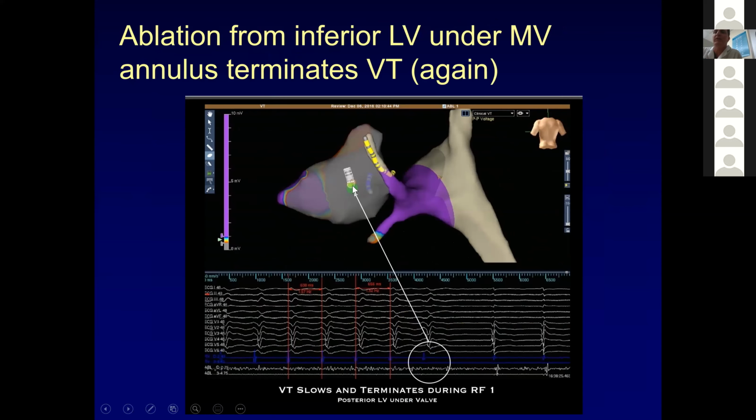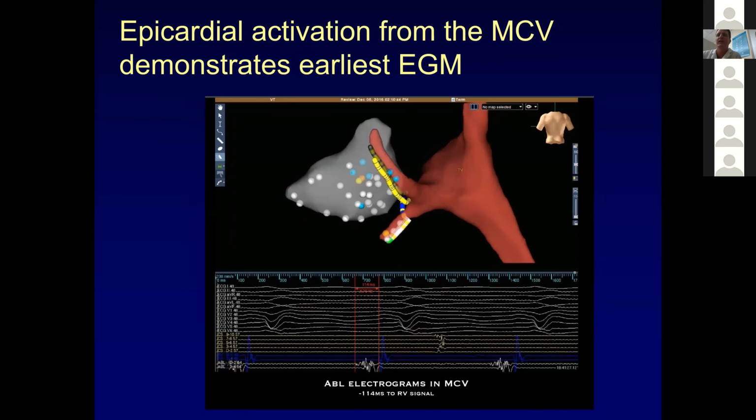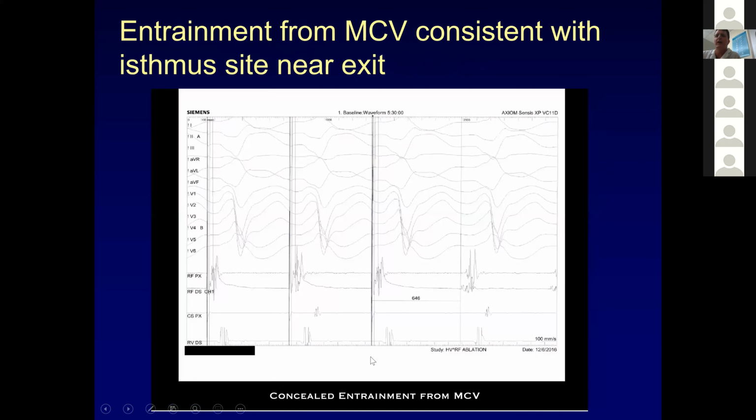We ablated like everybody else had done from the inferior wall in this dense scar area and slowed and terminated VT almost immediately. We felt great about ourselves, but we wondered what the big deal was. The prior group had ablated and terminated VT there, so we didn't feel too good about it because we induced VT again. And we went then down into the coronary sinus, because we'd seen those very intriguing signals on this catheter. We went down here to the MCV and found this wonderful signal that was about 114 milliseconds pre-QRS entrained.